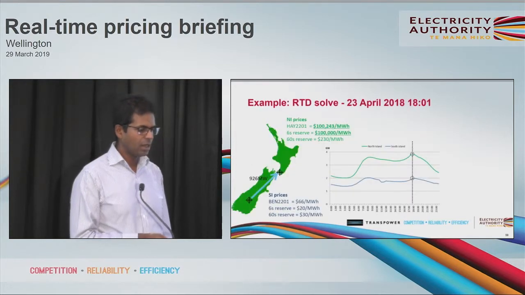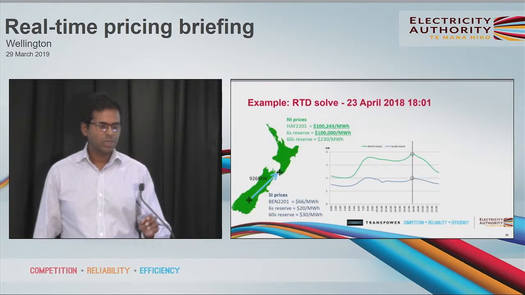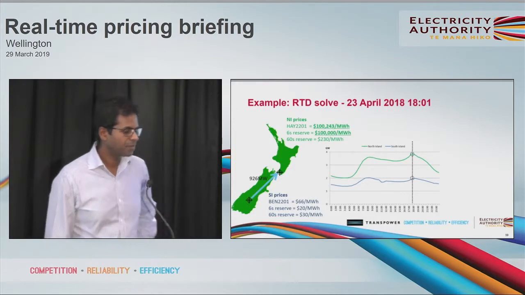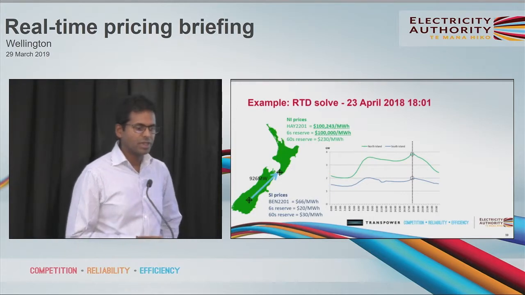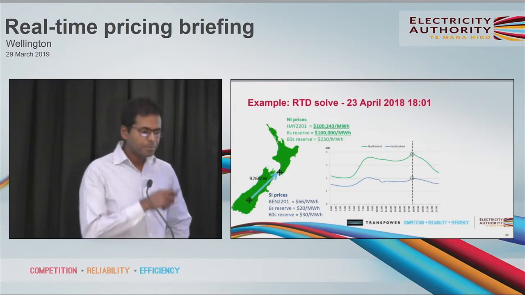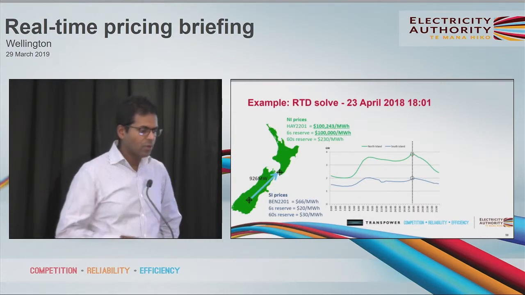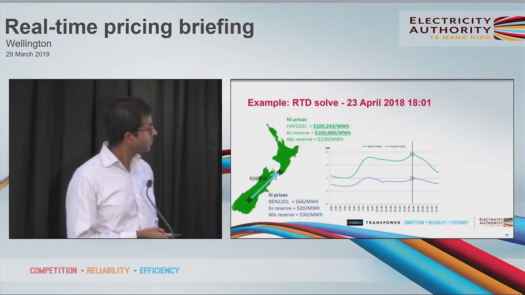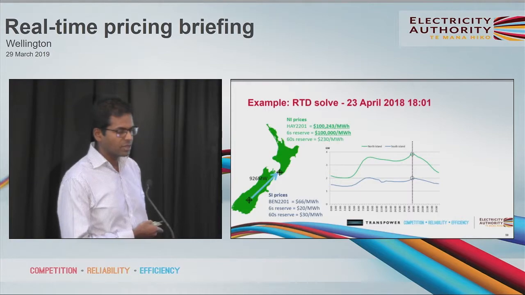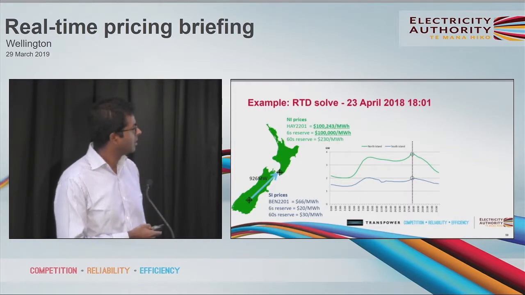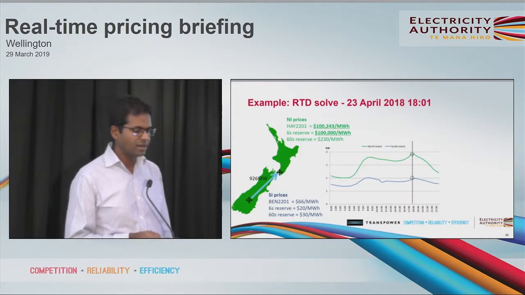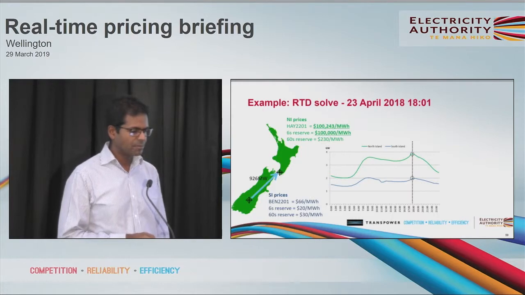Okay. So this is an actual example, a real-time dispatch schedule from April last year. It was in the 6 p.m. evening peak. What happened was we ran out of fast reserves, so we have two reserve classes. Fast, which is 6 seconds, so this is reserves that must respond in 6 seconds, and 60-second reserve, which responds in 60 seconds and sustains for 15 minutes.